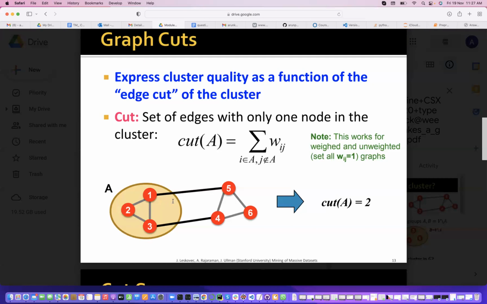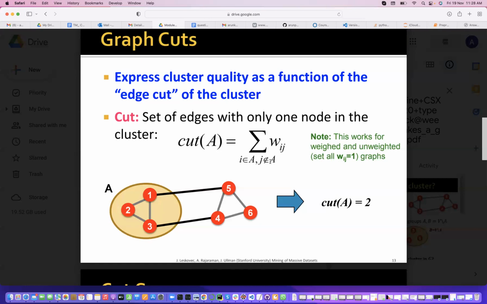Two edges you have, one node in A and the other node outside of that. So it is the set of edges with only one node in the cluster. We can also define this in terms of the graph; each time we cannot see it by plotting the graph and counting. We also need to get how we can compute this from the graph's matrix representation.